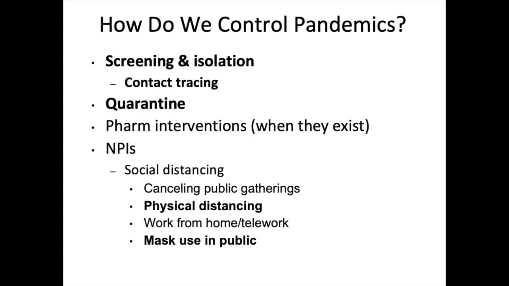In addition, one of the primary ways that we try to control pandemics is to implement what we call the non-pharmacological interventions, or NPIs. These include all of the interventions that are wrapped up under the category called social distancing. This includes things such as canceling public gatherings, physical distancing, like I mentioned before, keeping 6 feet between you and other individuals, having individuals work from home or telework as much as possible, and then also mask use in public.